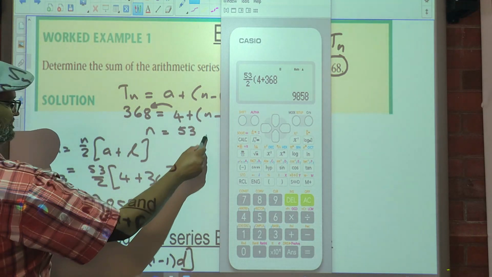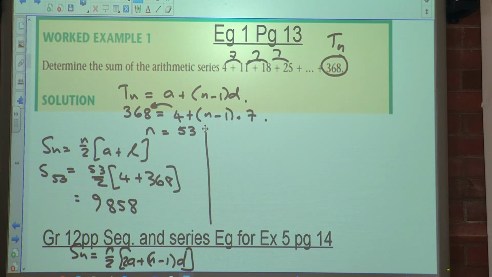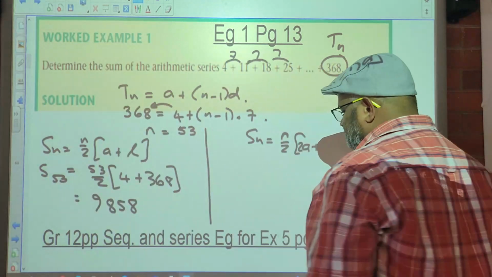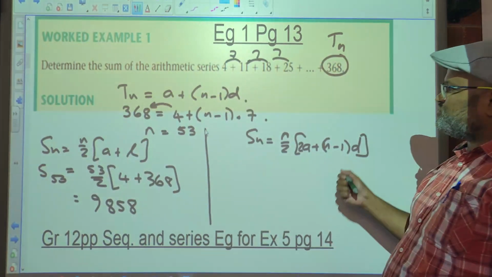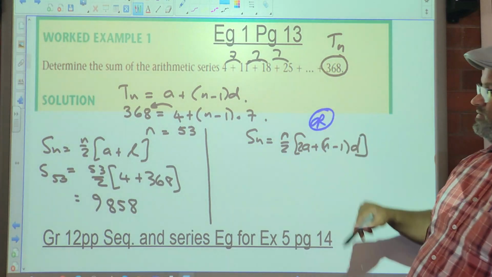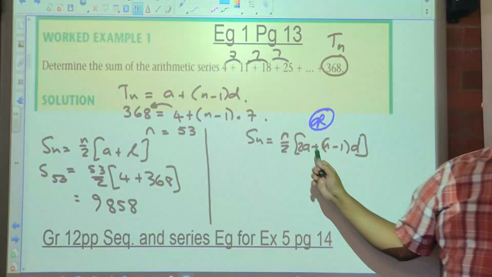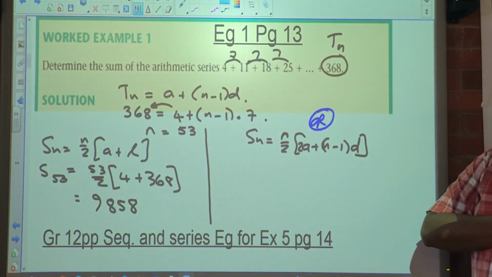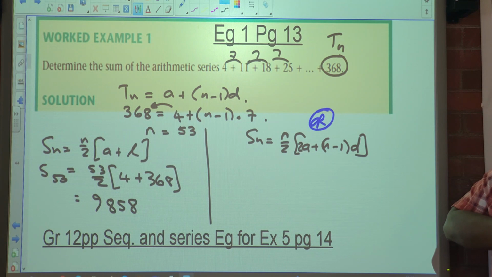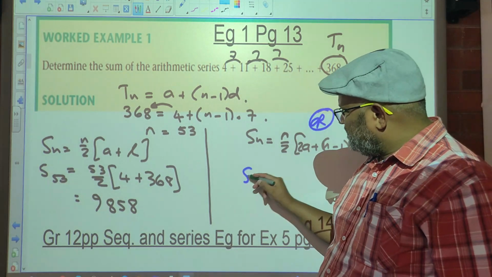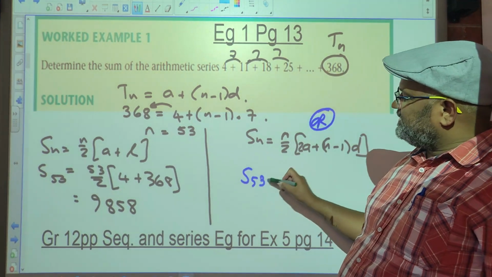Okay. Is there any confusion there? Or you could have used this. People, you don't use both. Okay, you just use one of the two. So later on, if you decide to use that formula and you see me use this one, you won't feel anxious, because I know it will give you the same solution, provided you got the right information. Okay? So we're going to work out the sum of 53 terms.